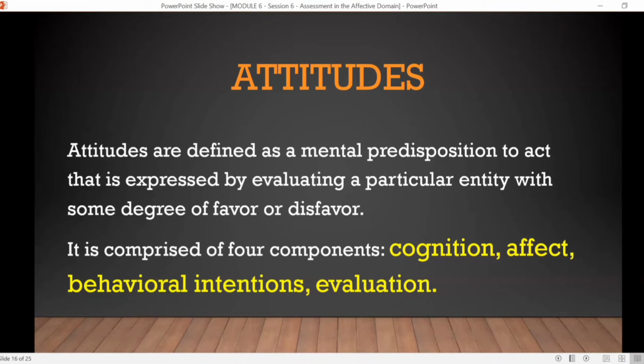So, the question: do all of us have an attitude? Of course. Everyone has an attitude, which could be in favor of or against something. It is comprised of 4 components: cognition, the affect part, the behavioral intentions, and the evaluation.